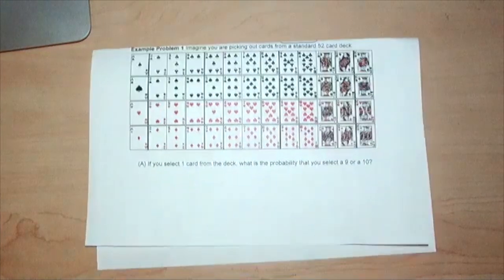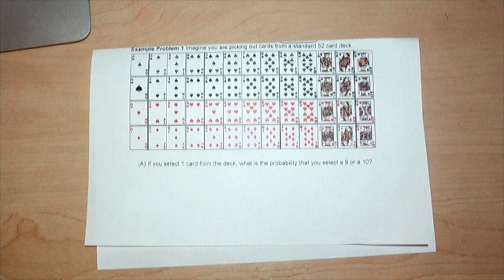But we're going to try to expand that by returning to a deck of cards, which is a great probability example. And we'll start with something we could do again. So it says for A, if you select 1 card from the deck, what is the probability you select a 9 or a 10?